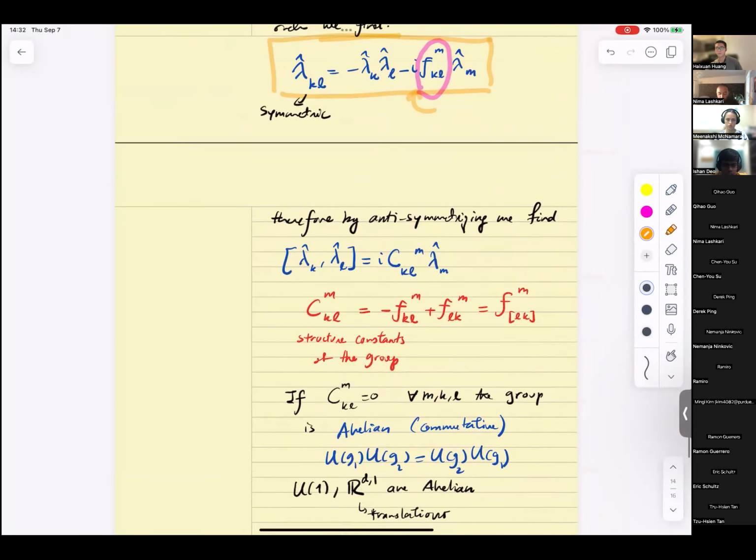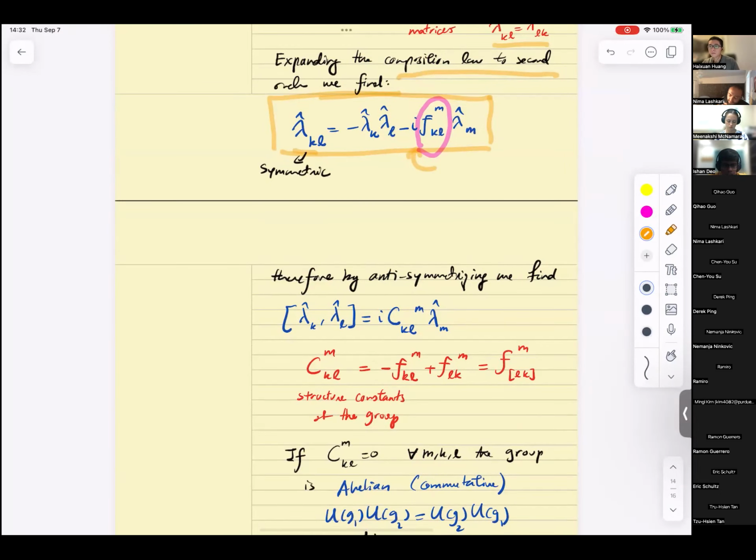All right. Now, importantly, you notice that this is symmetric. So if you take the left-hand side and the right-hand side and anti-symmetrize it, it should vanish. That will tell you that the commutator of these lambda k, these matrices, these elements of the Lie algebra, is basically a bunch of coefficients. They're called structure constants of the group, which are the anti-symmetrized versions of these f m k l.